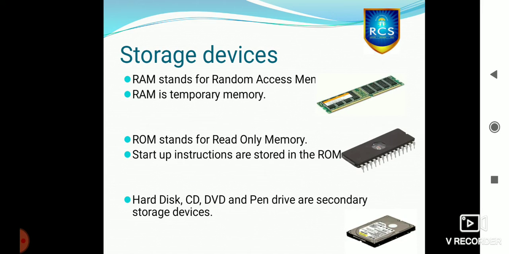Children, what is memory? Storing information and data is called computer memory. Computer memory is divided into two types: primary memory and secondary memory. RAM and ROM are primary memory. RAM stands for random access memory. RAM is temporary memory. ROM stands for read only memory. Startup instructions are stored in ROM. ROM is a permanent memory. Hard disk, CD, DVD and pen drive are secondary storage devices.